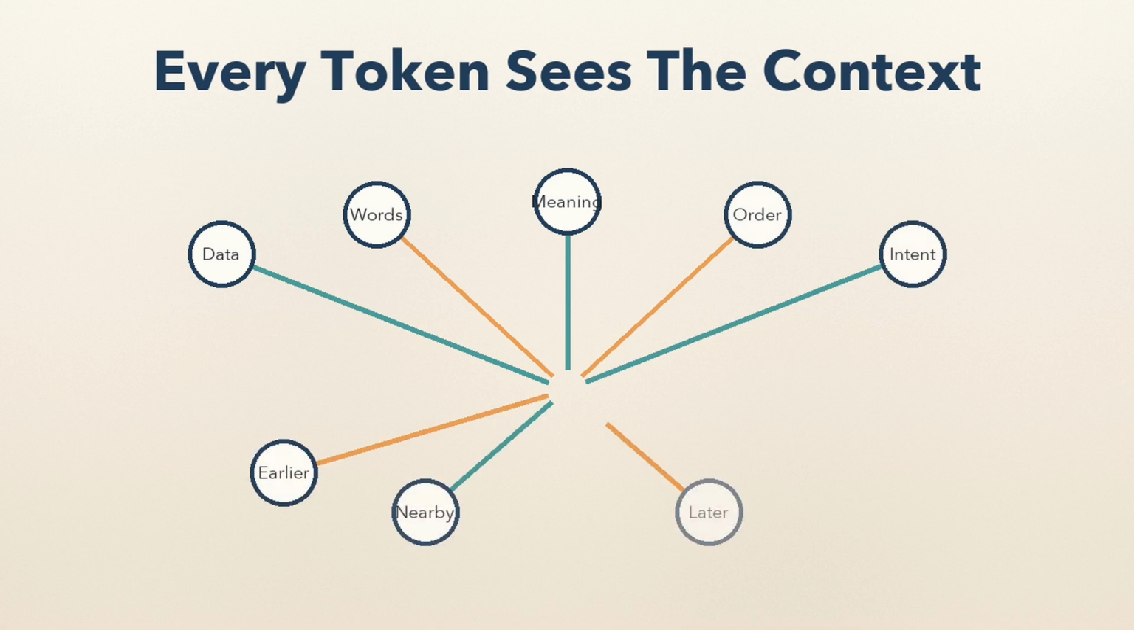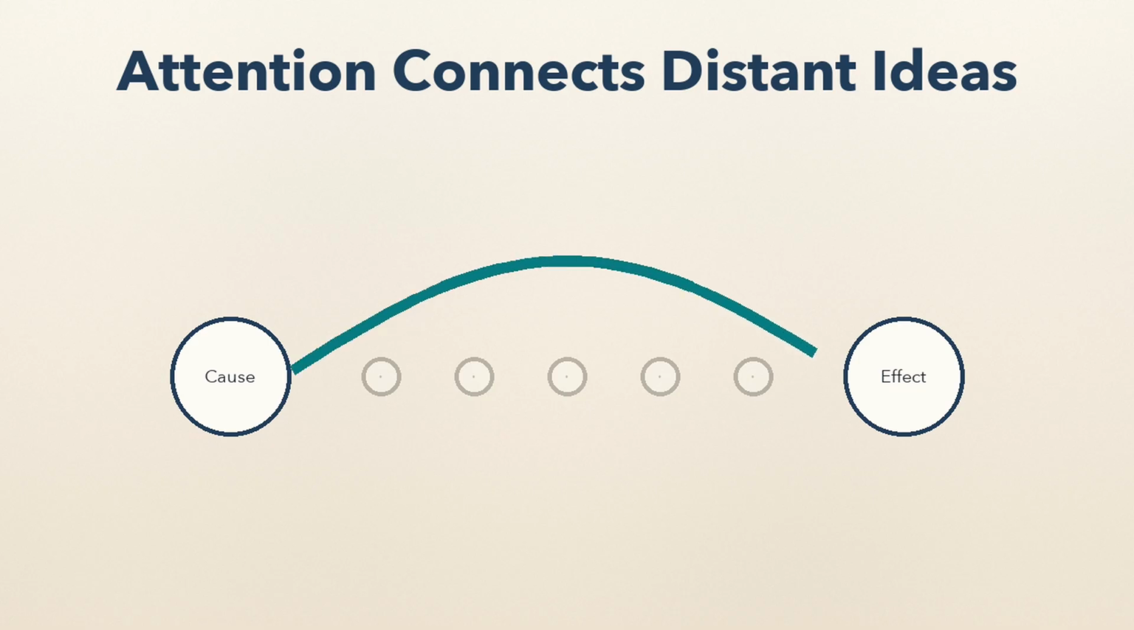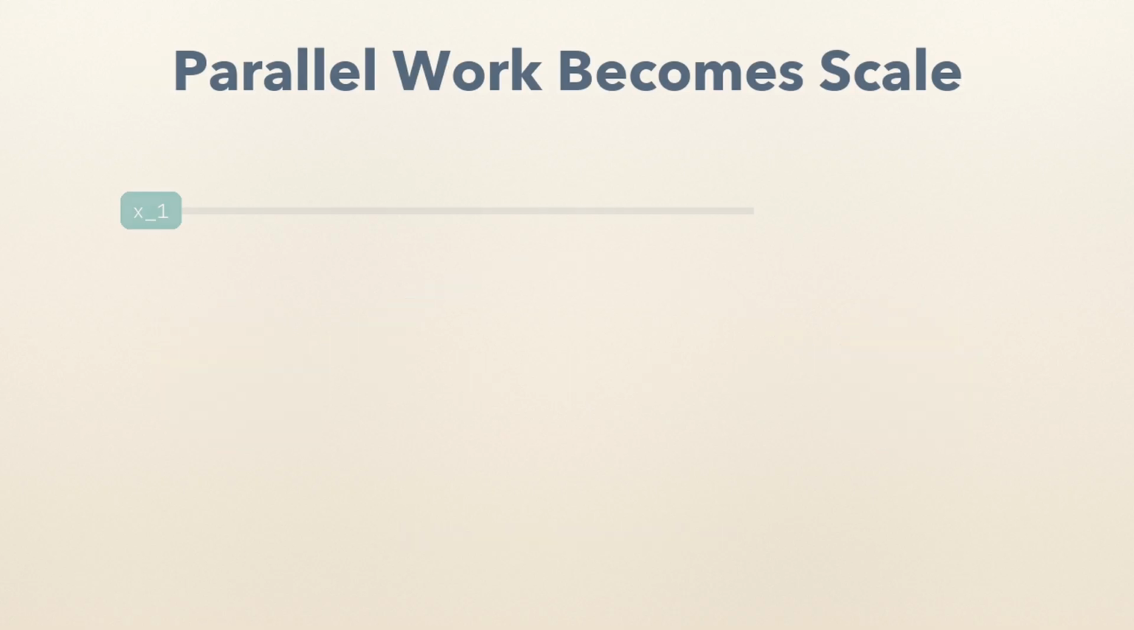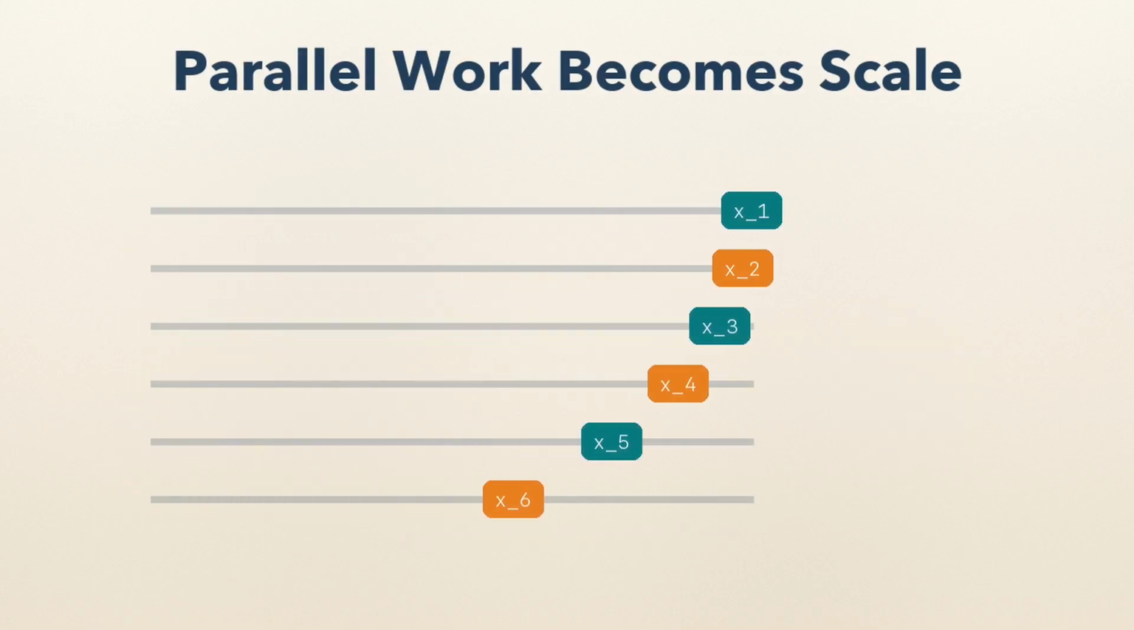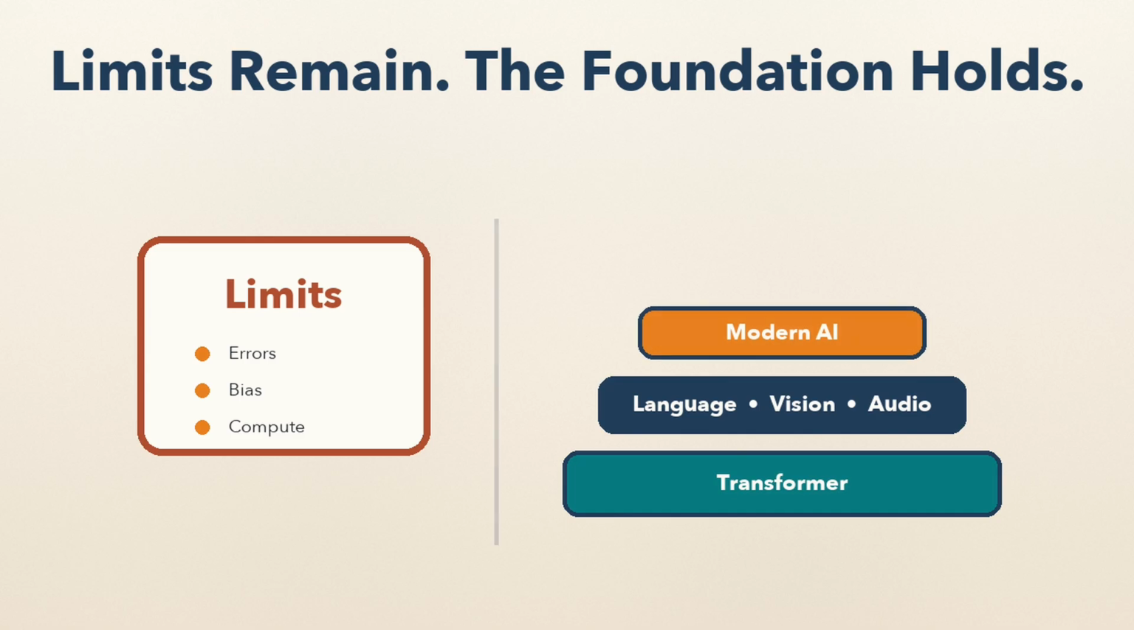Transformers changed AI by giving every piece of information access to the context around it. Attention helps models connect distant relationships. Parallel processing makes training faster, and scale turns those capabilities into powerful systems. They still have limits, but this architecture became the foundation of modern AI.